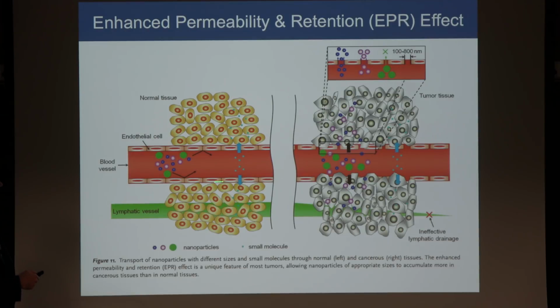This is a highlight of the EPR effect. So this is healthy tissue. You can see the endothelial cells that make up the inside of the blood vessel are tightly packed together. Nothing is going to get into or out, except apparently very, very small molecules. And then tumor tissue. Tumor tissue is a hack job.